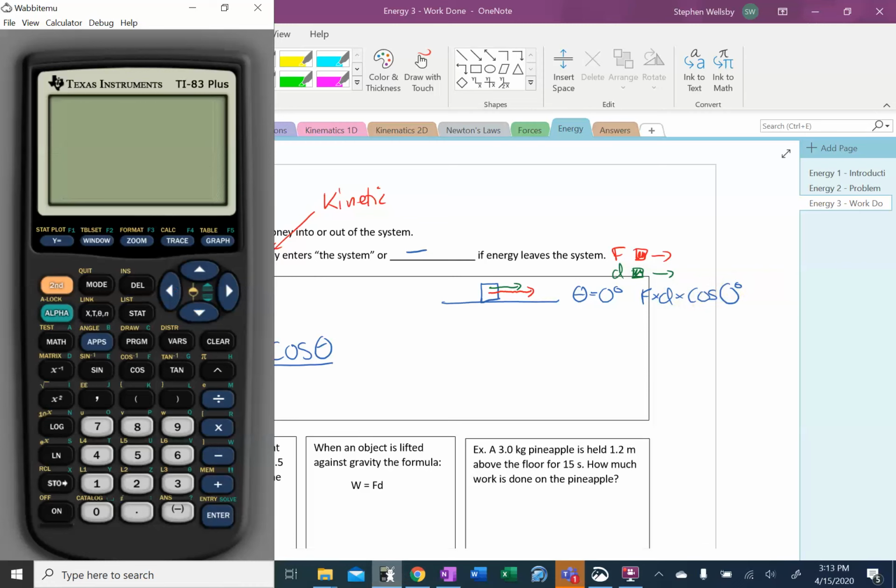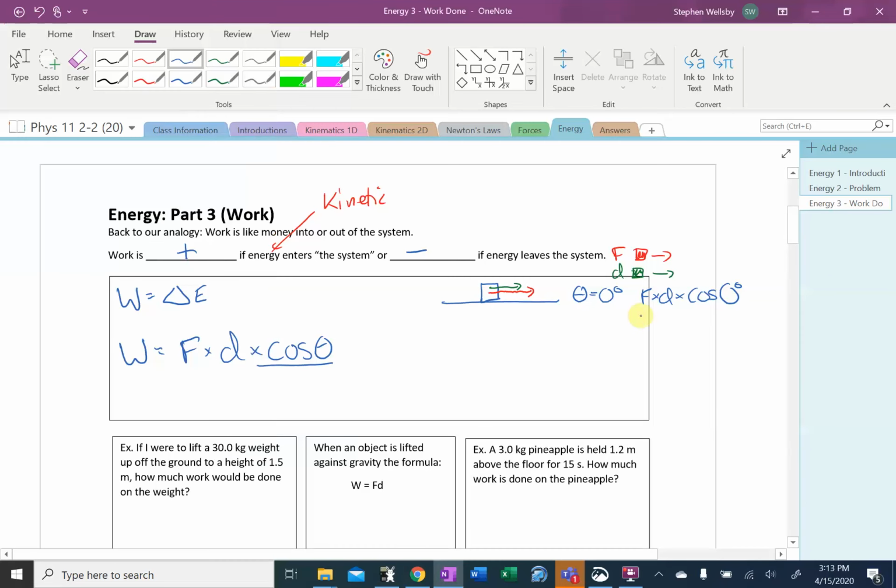Now, some of you may know this already, but let's calculate here. What is cos of 0 degrees? Well, cos of 0 degrees is 1. So in fact, what this is saying is, if you are pushing an object in one direction, and the object is also moving in the same direction, then our formula just simplifies to being F times D. So that's if it's moving directly to the right.